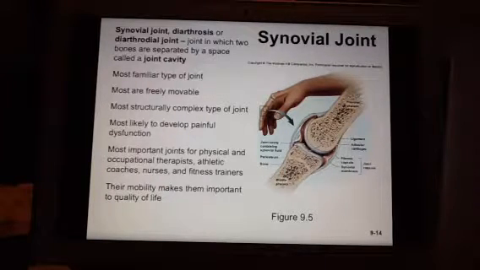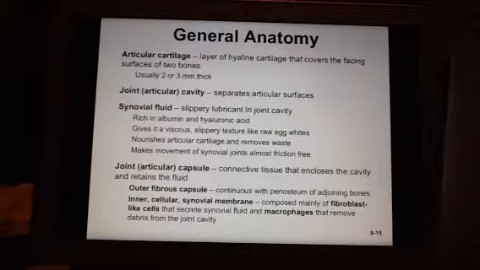This joint cavity is going to have synovial fluid, and it is all held together by a fibrous capsule, and that together with a membrane is called the joint capsule. So let's take a closer look at each of those parts.